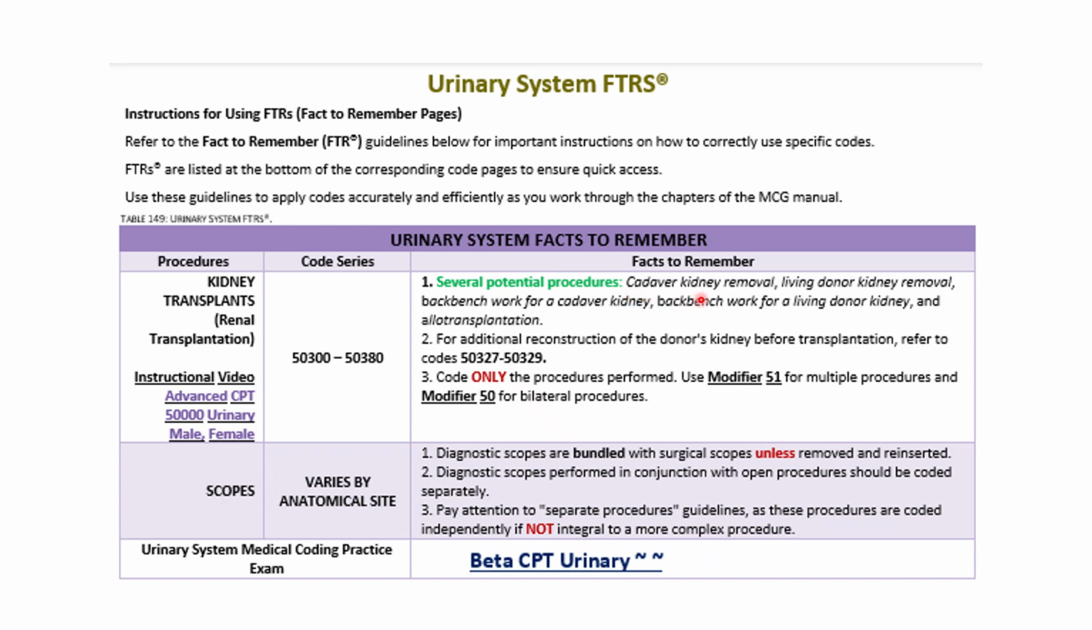Cadaver kidney removal, living donor kidney removal, backbench work for cadaver kidney, backbench work for a living donor kidney, and allotransplantation and reconstruction. Number two, for additional reconstruction of the donor's kidney before transplantation, refer to codes 50327 through 50329. And number three, code only the procedures performed. That's key, coders. Code only what was done. And use modifier 51 for multiple procedures and modifier 50 for bilateral.